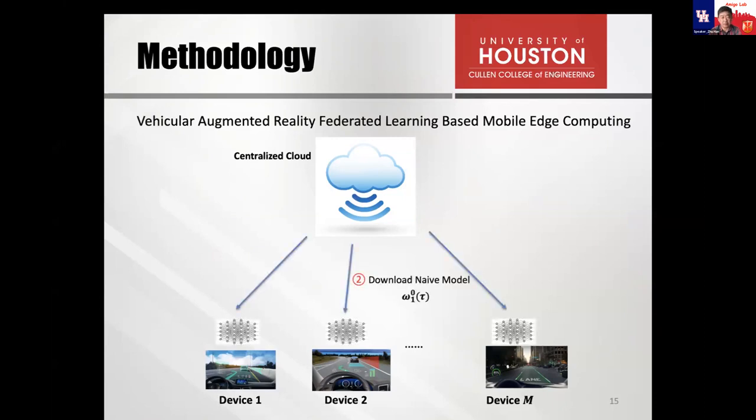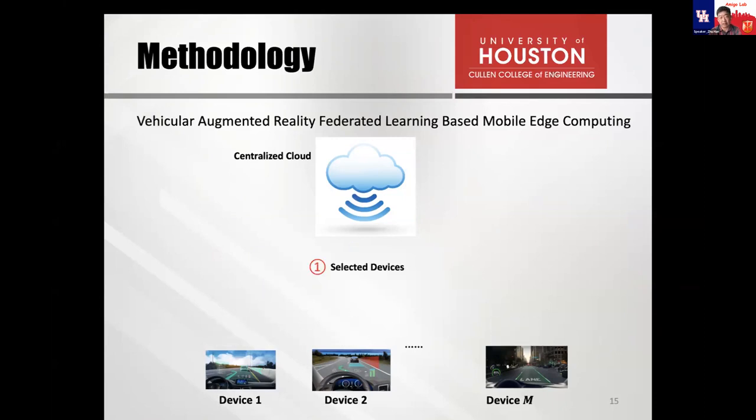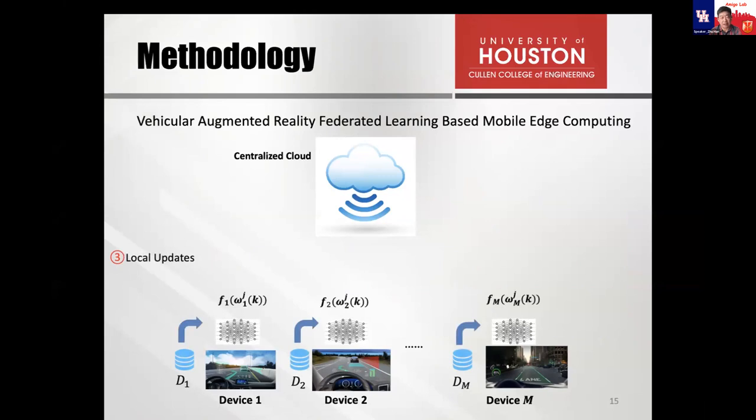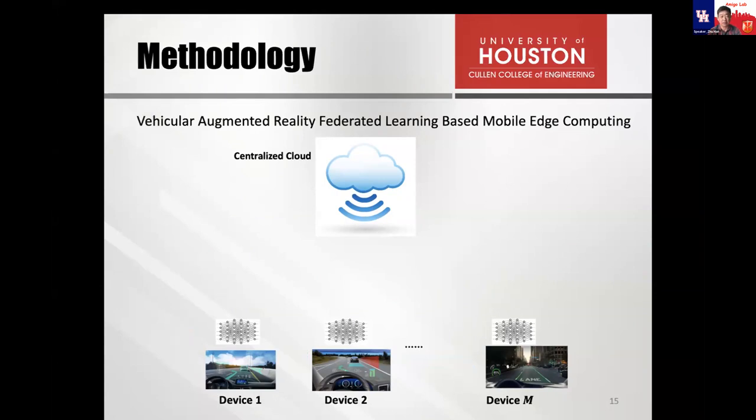Okay, the edge server at the beginning may randomly select some devices and download the naive model, and then they have the local update. Every time the driver does something, it is just an update for the machine learning. Because machine learning predicts something, and if the driver tries to do other things, probably something is wrong. So basically they can have some kind of local update for the machine learning.